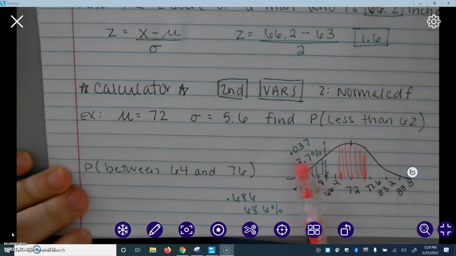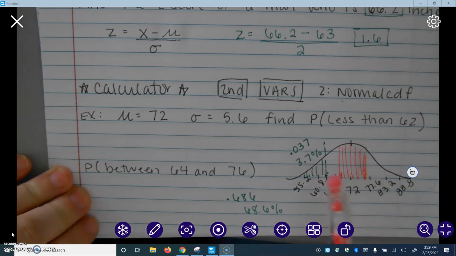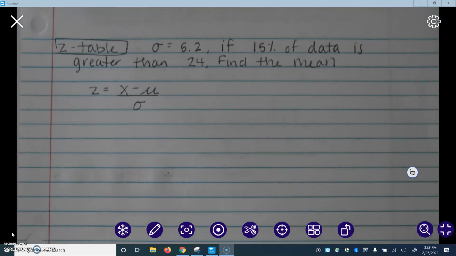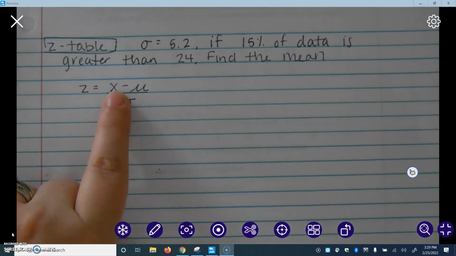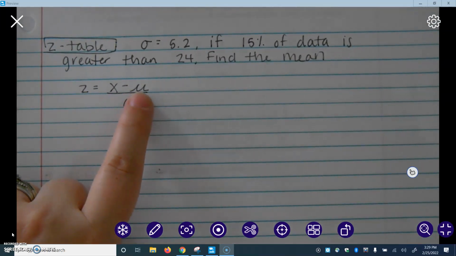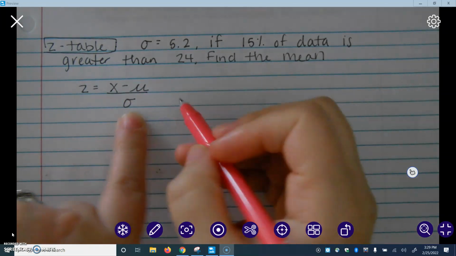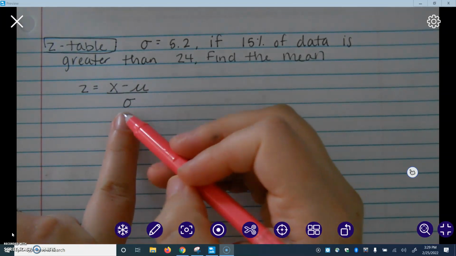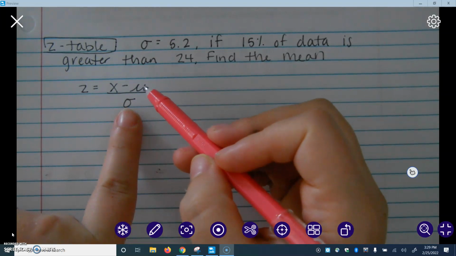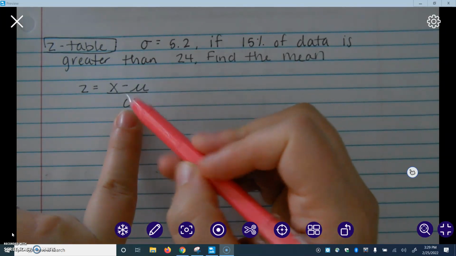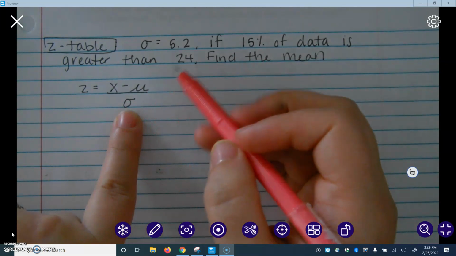We use it when we're finding percentages or finding the probability less than, in between, or we could also do greater than. All right, situations where we have to use that z-table is when you're solving for the mean, or you could be solving for the number or the standard deviation, but basically there's no way to get around doing this in the calculator because you need the mean and the standard deviation before the calculator can do anything.